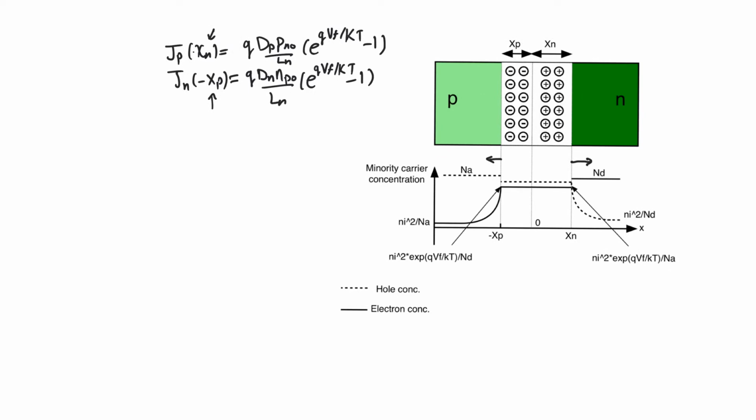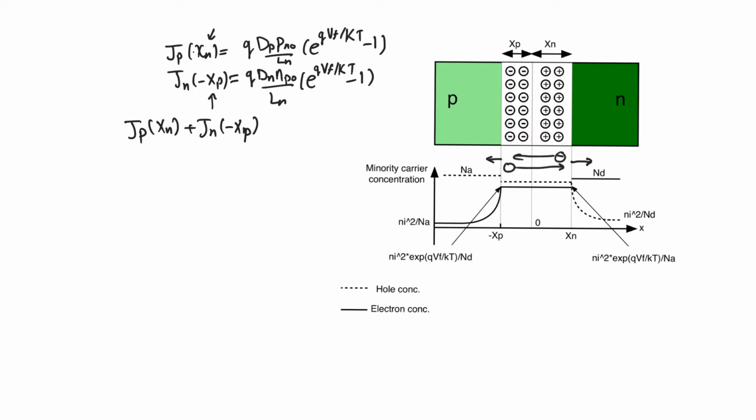We can now prove that the total current through the depletion region is actually the summation of Jp of xn and Jn of minus xp. Why that is so is because as holes and electrons are diffusing through the depletion region, they do not get recombined. For recombination to happen, there have to be carriers. And the depletion region is by definition devoid of carriers. Because there are no carriers, there is no recombination for any holes or electrons that diffuse through the depletion region.